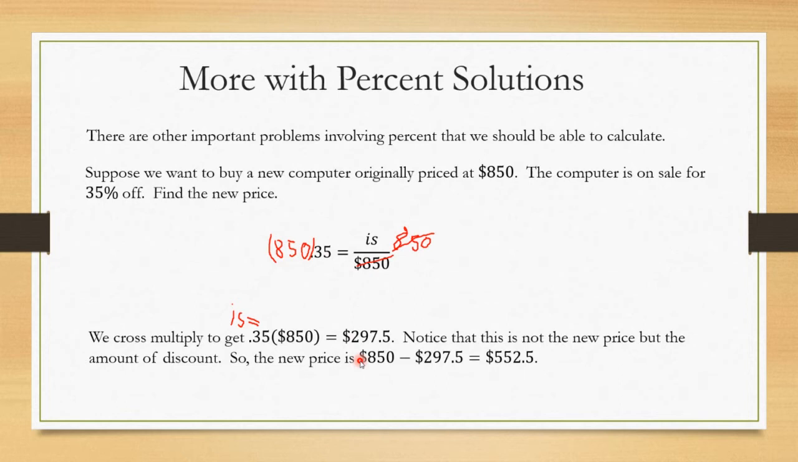So we basically just calculated the discount. So what's the new price? $850 minus $297.50 to get $552.50. So that is the new price. So that's a word problem giving us an application of percents. Okay? Are there any questions on that? So I'm going to show you another way to solve it.